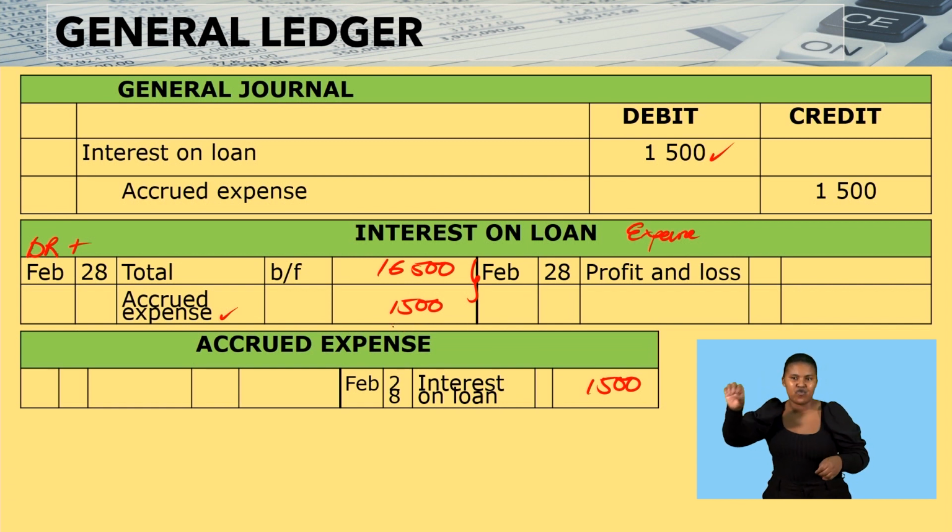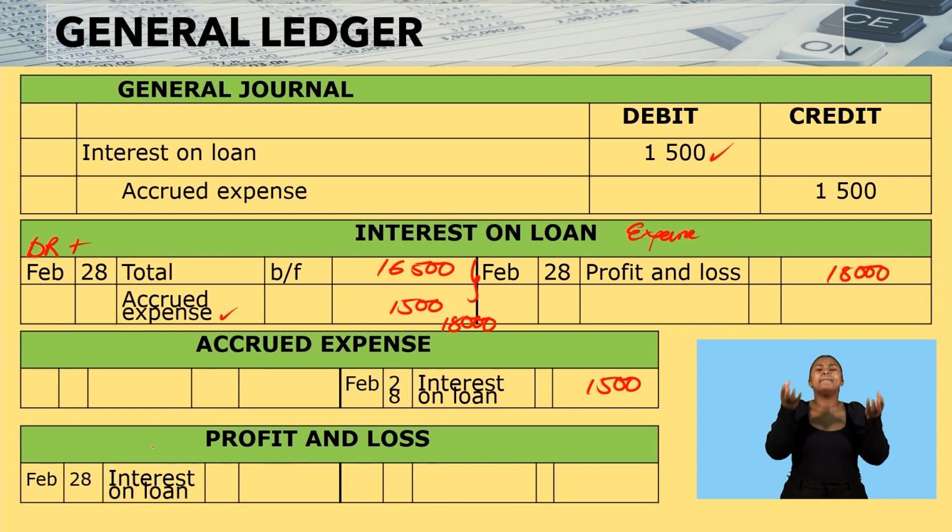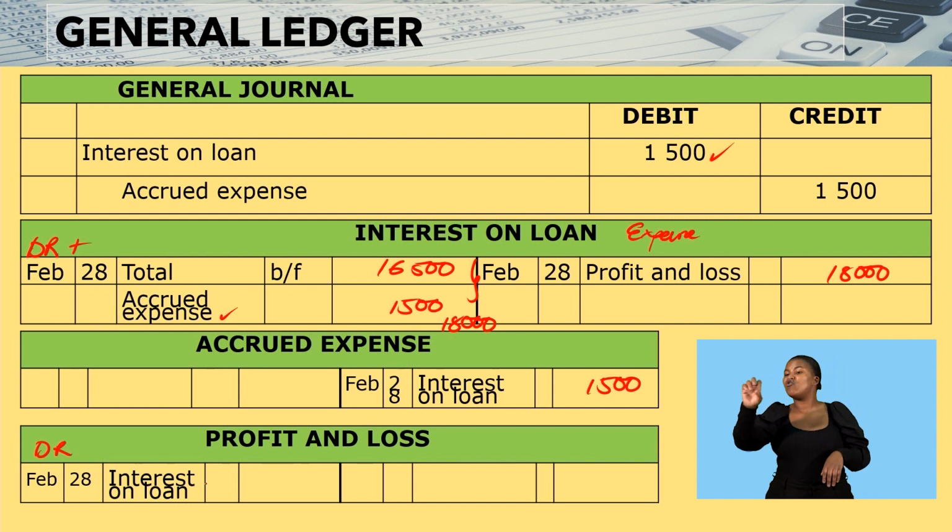I will, however, then close this account. If I add this, it will give me that 18,000. Remember the one that I was talking about. Therefore, I'll close this account to the profit and loss with 18,000. When I come to my profit and loss, I'll then debit that profit and loss account with 18,000, like that. And when you have the 18,000, this is how you complete the general ledger.